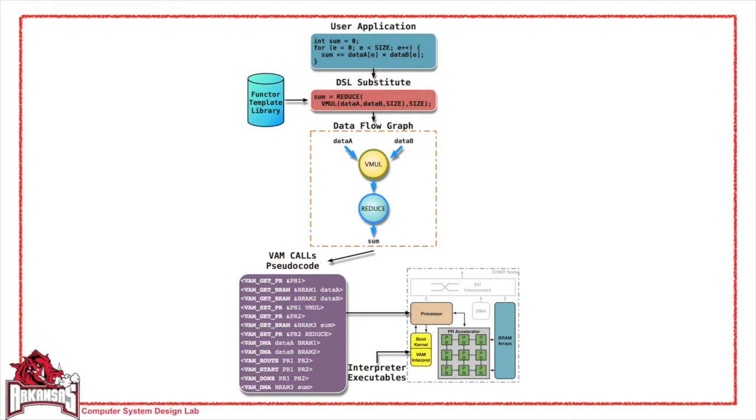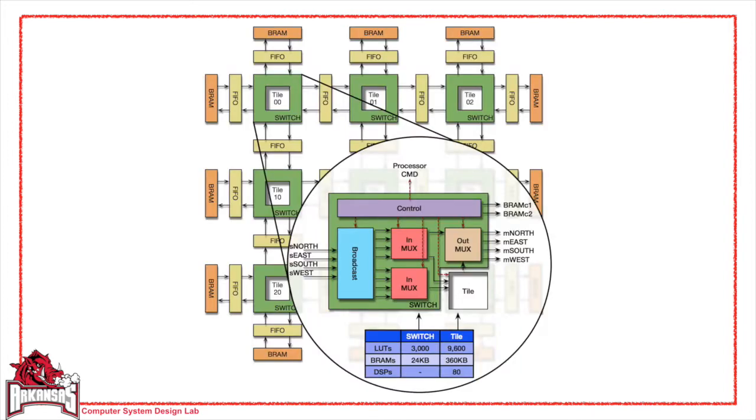Then based on the data flow graph, the compiler will generate the virtual accelerator machine calls, which we name VAM calls. These VAM calls can be interpreted and executed on a PR accelerator array during runtime, just like Java bytecodes. Let's look at the details of a PR accelerator array. Here is an example of an array with 3x3 tiles. Each tile is connected with a 2D nearest neighbor switch. The tile array will be configured during the runtime by the VAM calls generated from our DSL compiler. The PR bitstream for each functor will be loaded into a free tile during runtime.